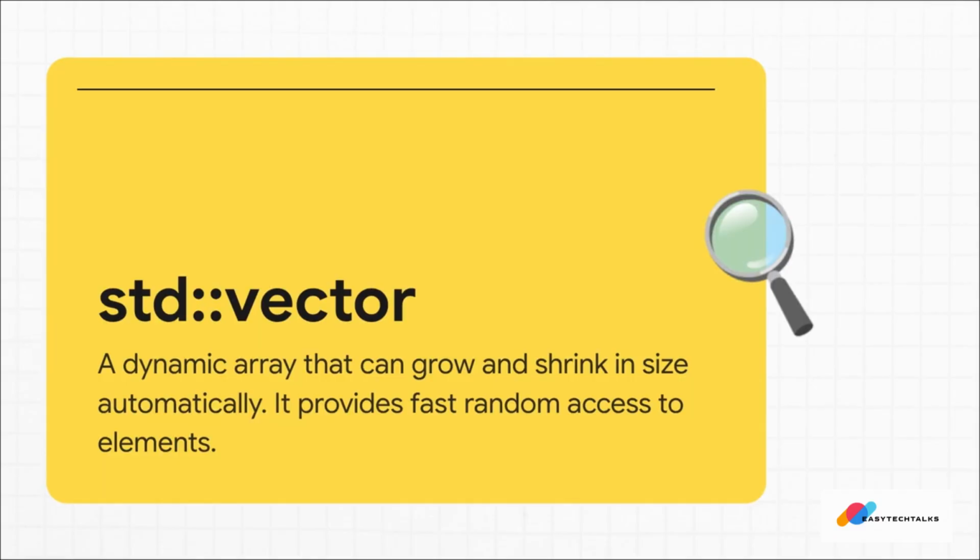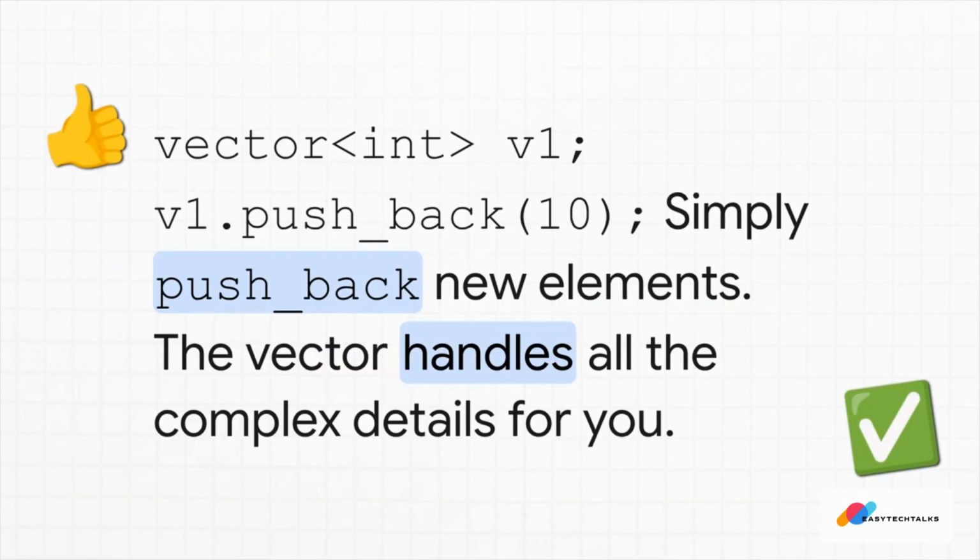So, let's zoom in on the rock star of the toolbox, the std::vector. A vector is basically a smart array. It solves that exact problem we saw at the very beginning. It manages its own memory, automatically resizing itself whenever you add or remove elements. So you get all the good stuff from an array, like super fast access to any element, but with none of the headaches.